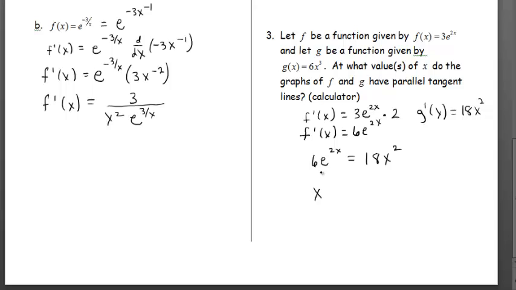I would take the time to put that into y1, y2, set an appropriate window. Find where they intersect, and use the x coordinate. And that's all you're asked to do. Find the x value at which the graphs have parallel tangent lines.